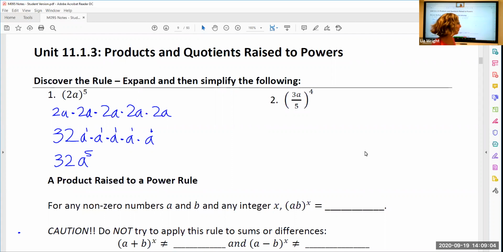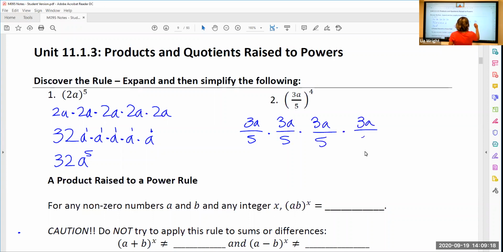Looking at our next problem, if we've got 4 sets of this, 3a over 5 times 3a over 5 times 3a over 5 times 3a over 5. Again, I would urge you to count them up. How many 3's do we have? We've got 3 to the 4th. We have a to the 4th. We've got 5 to the 4th.